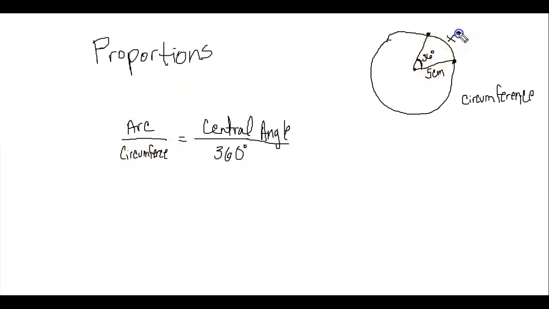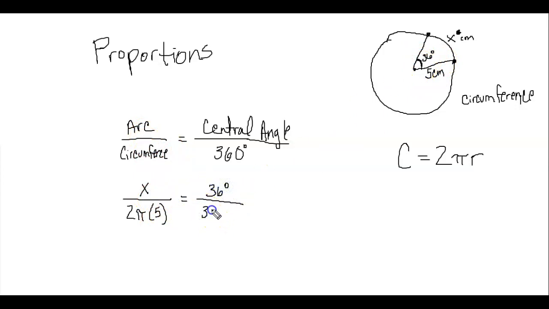So I'm going to make it X out here, and it'll be in centimeters because the radius was in centimeters. So the arc, I don't know what it is, but I can find the circumference. We know the radius is 5 centimeters, and if you recall, circumference is equal to 2 pi radius, right? So that means I'm going to say 2 times pi times 5. So that's going to be my circumference. Well, I also know that this arc took up 36 degrees out of the 360 degrees. So now I have set up a proportion.